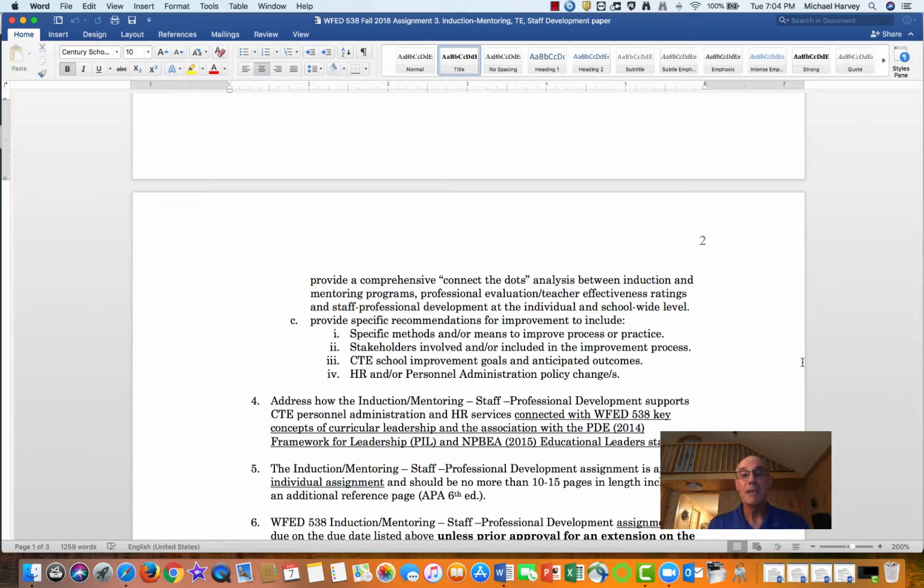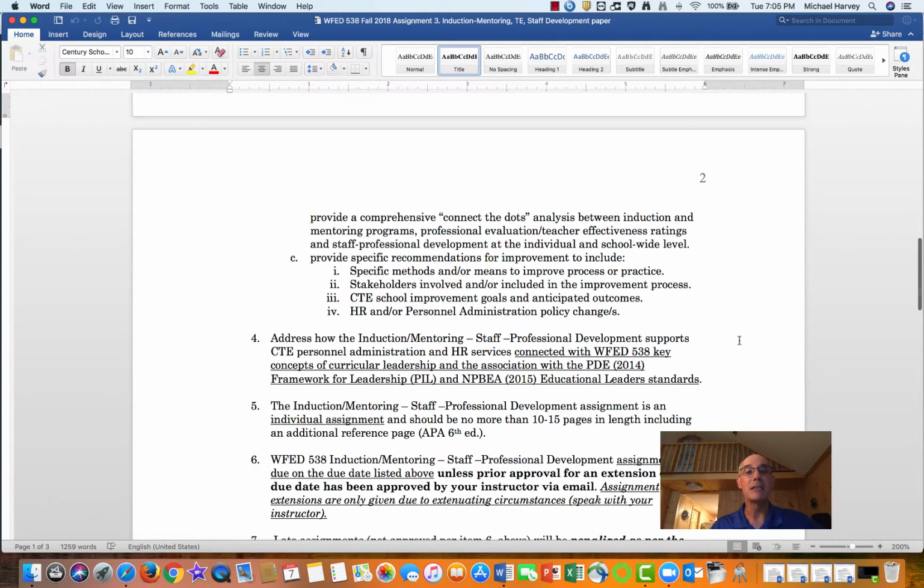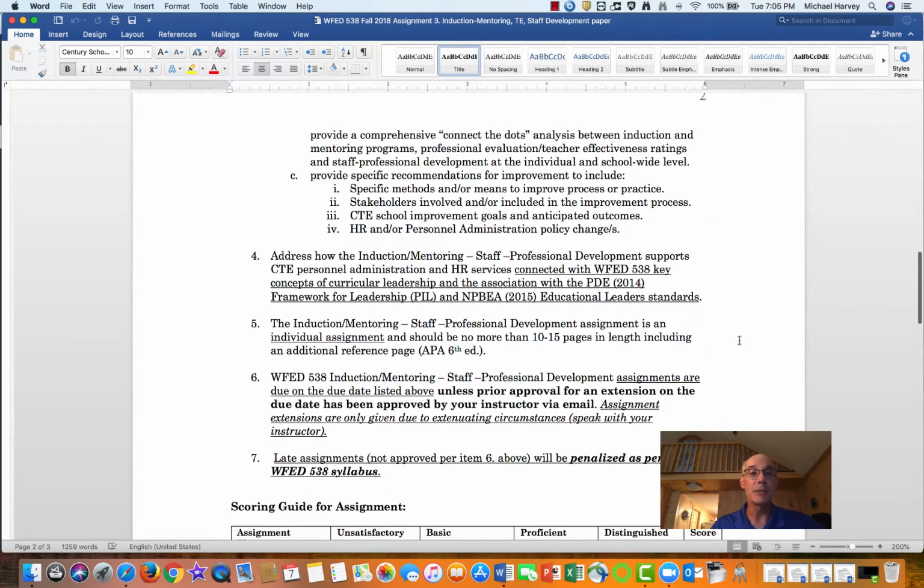So, for example, if professional development is left up to Act 48 and the individual, and there's no school-wide professional development, there may be an issue in taking a look at the need for comprehensive school-wide professional development that deals with curricula areas or HR areas of importance. Who are the stakeholders that would be involved in that improvement? What is the CTE school improvement goal and the anticipated outcomes? And then what are the HR or personnel administrative policy changes that would need to occur to implement those recommendations? That's outlined in section number 3 of this particular assignment.